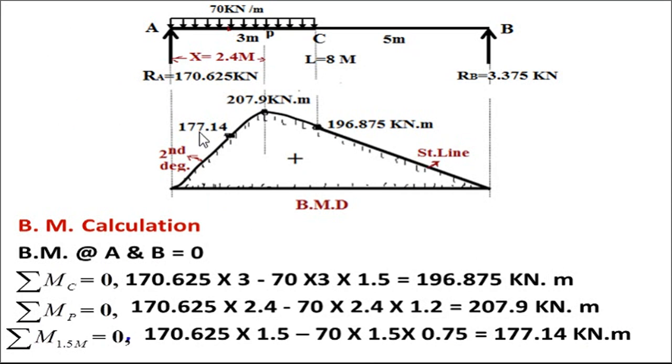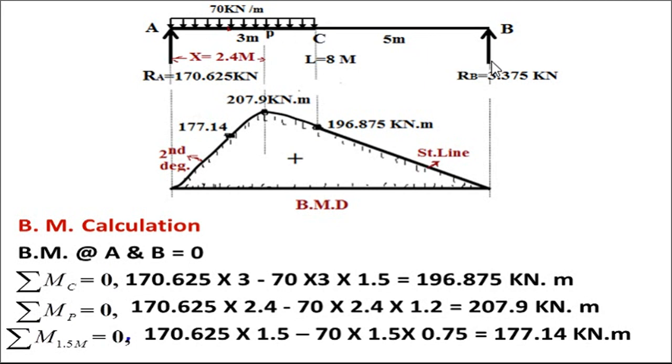Okay, so here I have taken moment about the significant points. What are the significant points here? Point C will be a significant point. Point of contraflexure is also there, and center of UDL will be also one of the significant points. Center of UDL means what? 1.5 meter from E. Means you can take moment about 1.5 meter from E, that is center of UDL. Point of contraflexure P means at distance of 2.4 meter, and you can take moment about point C, which is 3 meter from A.